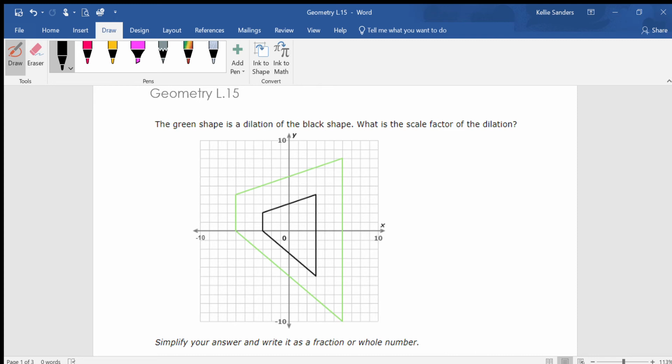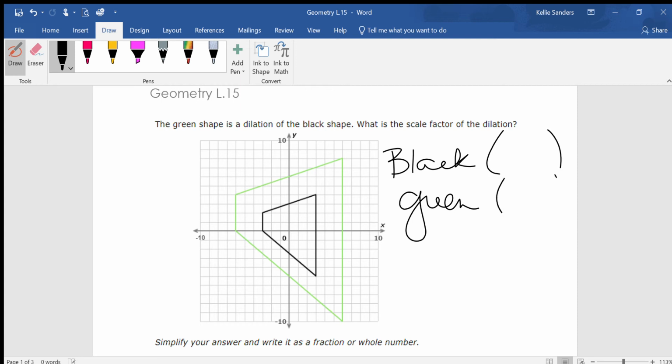The green one on this one is bigger than the black one. So black, green, pick a point, any point, and its corresponding point. Let's do these positives right here. So 3, 4. And you really don't even have to have both of them, but it's kind of nice too. 3, 6, and I suppose that is 8. So how do you get from 3 to 6 if you're doing a scale factor? You multiply by 2.